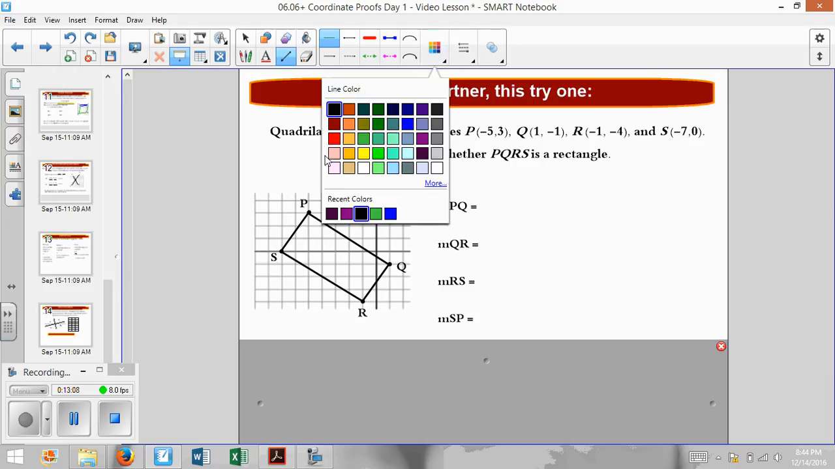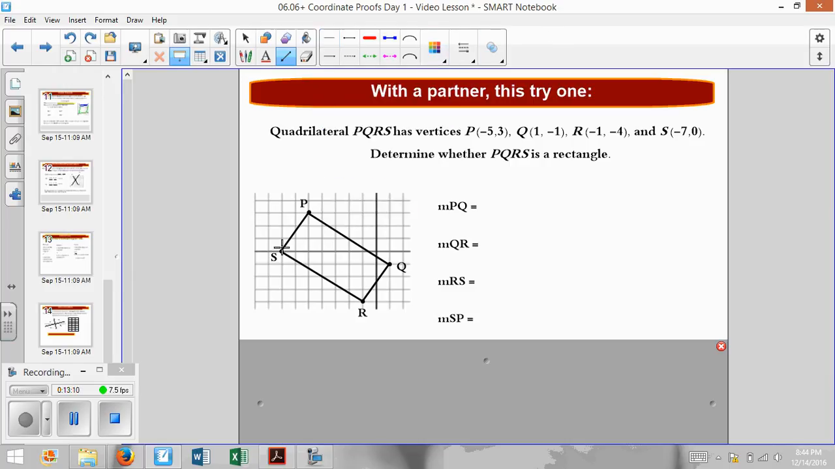So I'm just going to calculate the slopes. P to Q is my first one. Rise and run. The rise is 4 and the run is 6, and it's negative because it's going down. And you're going to ask, do I need to simplify? Yes, you do, and you'll see why in just a second. So that one's negative 2/3. S to R is also negative 2/3.